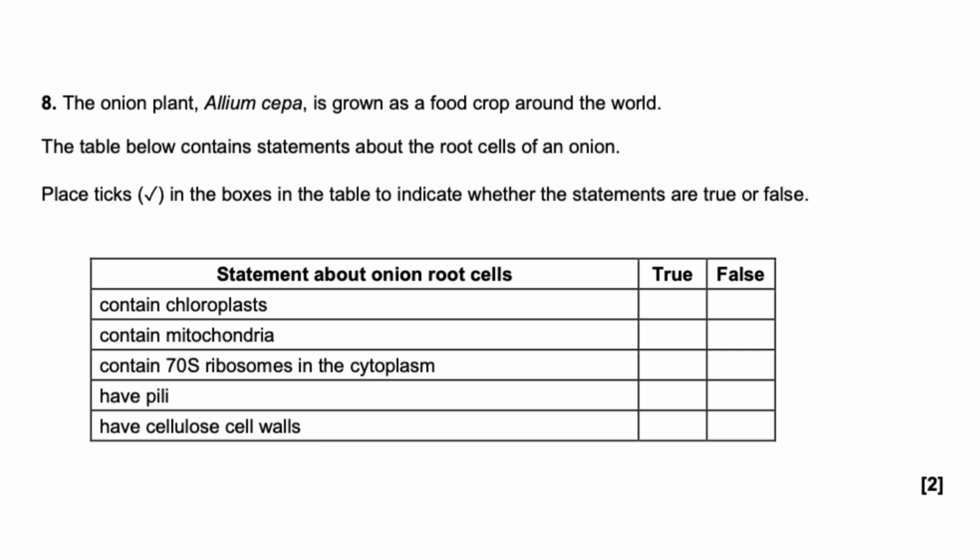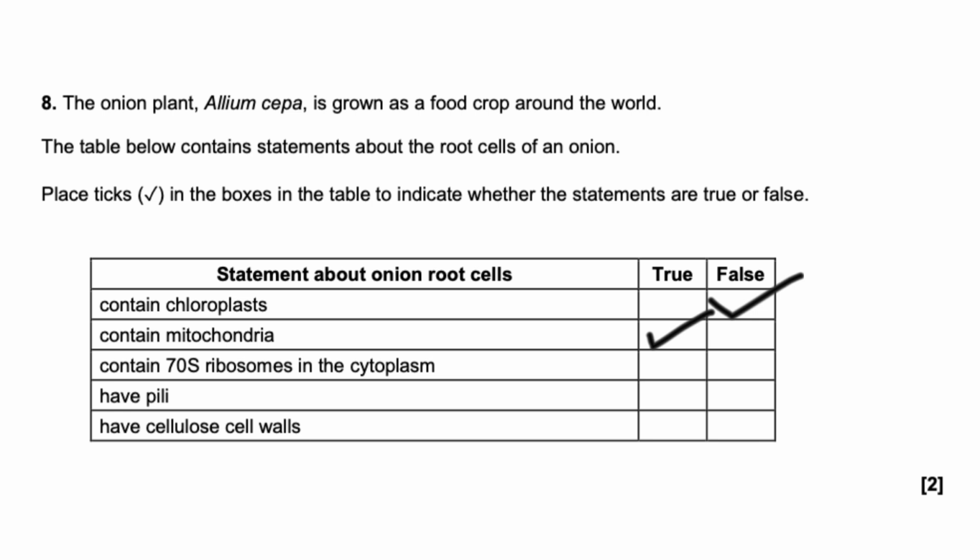Chloroplasts contain chlorophyll, which is what makes places like the stem and the leaves green. The roots are not green, so they don't have chloroplasts, so you can put a tick on false. Statement 2 says contains mitochondria. Well, since an onion cell is a plant cell and a plant cell is a eukaryotic cell, eukaryotic cells generally tend to have mitochondria, which means you can put a tick for true.